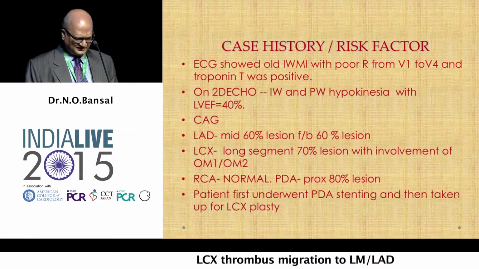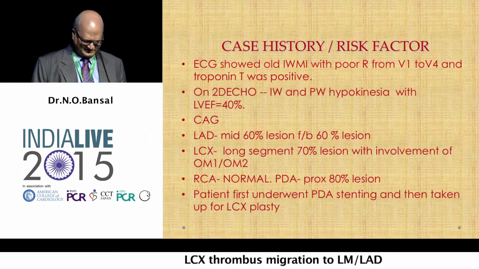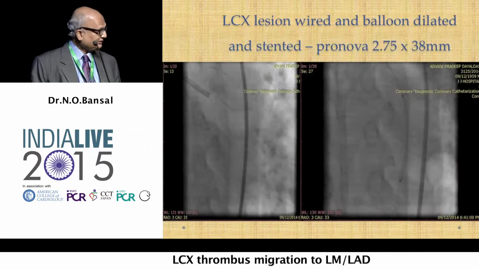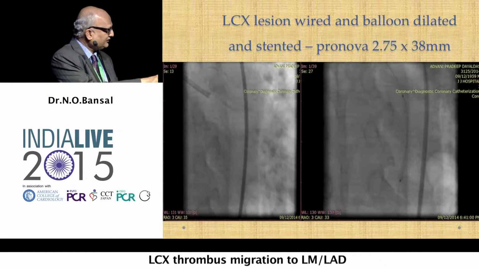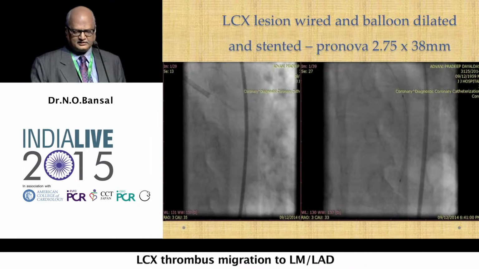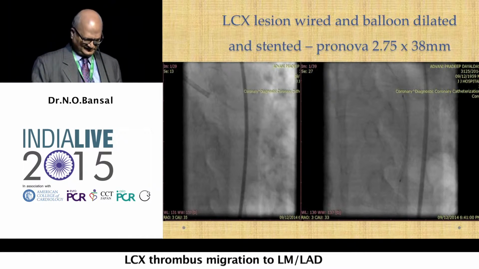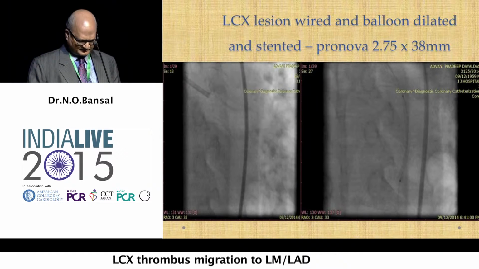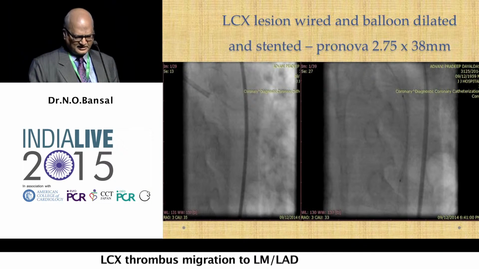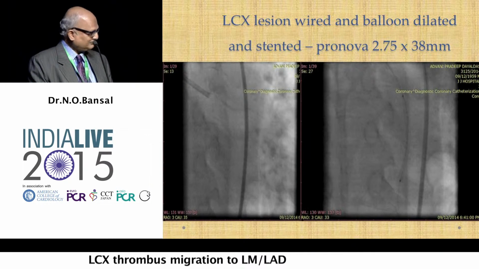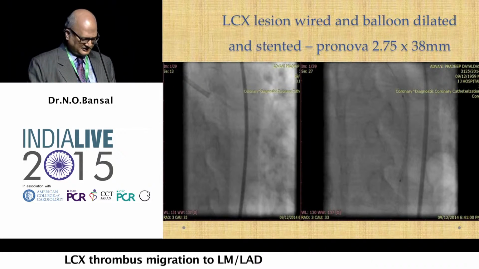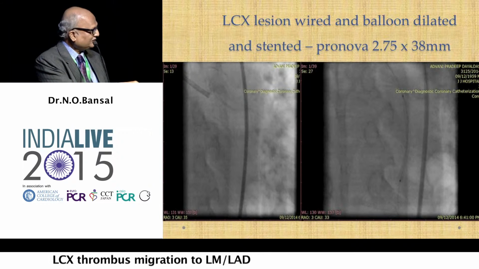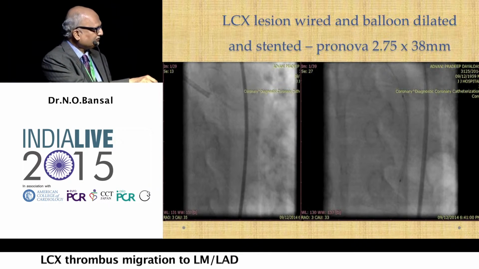We have skipped the PDA stenting pictures in the interest of time. You can appreciate that there is a significant circumflex lesion there, which we decided to carry out a PCI. The circumflex was wired, balloon dilated, followed by a stent, which was 2.75 into 38 millimeters, and you appreciate that the flow is good down into the circumflex.